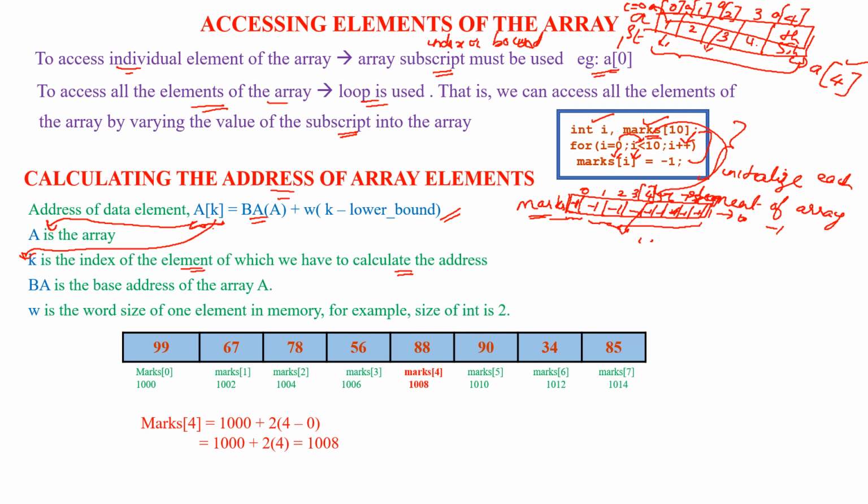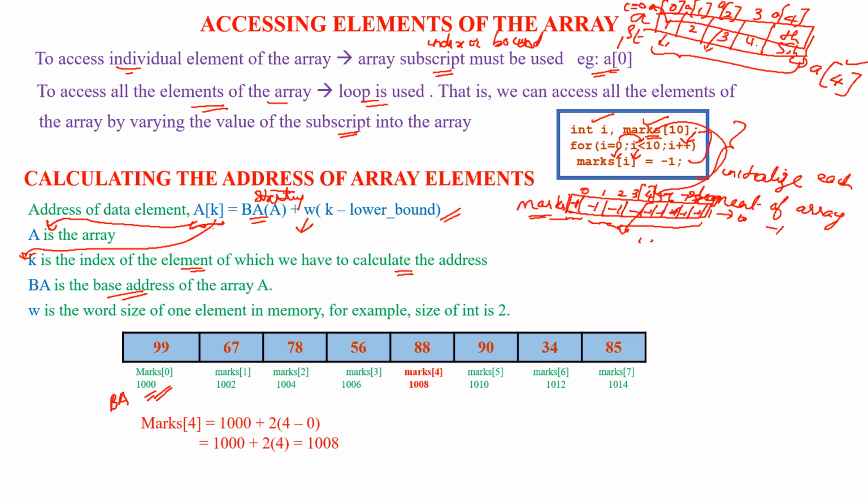So now BA is nothing but the base address. For example, it is nothing but your starting address, the initial address, which will be given. In this case, for this example, you see the marks of 0, the starting address is given as 1000. So this is nothing but your base address of A, and W.